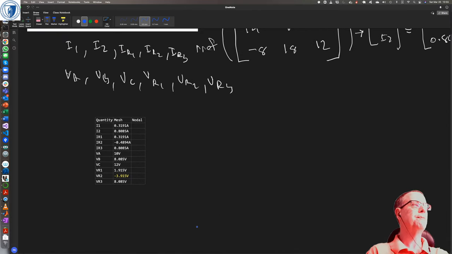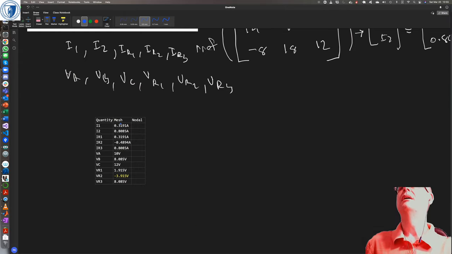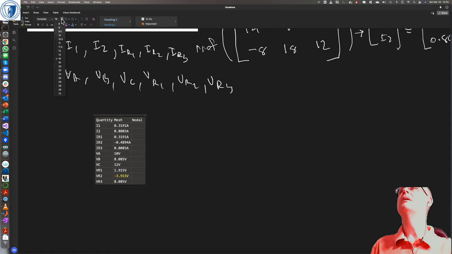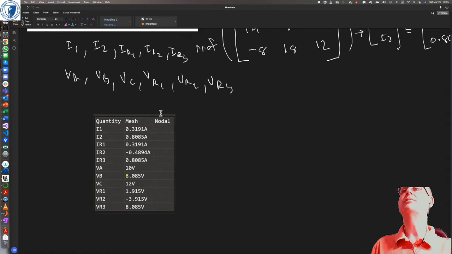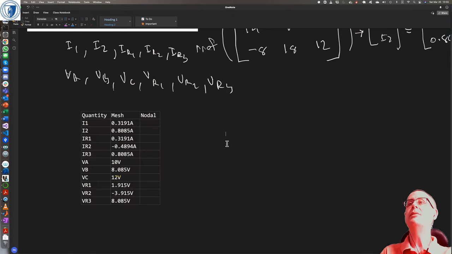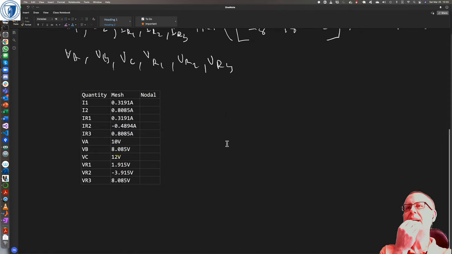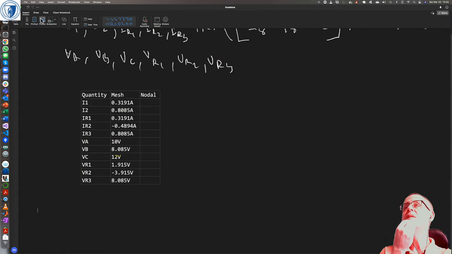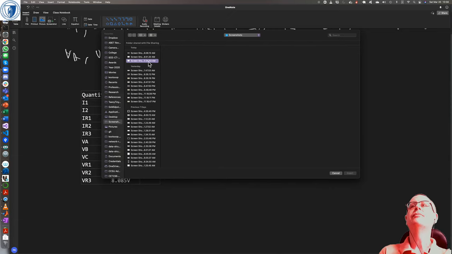Okay, so that's the mesh analysis version. Let's go back now and do the nodal analysis and then try to fill in this table again. And let me just see if I can make the table text a bit bigger. I usually prefer 24, it just makes the reading on the video a little bit easier. Okay, so that's that. Let's go down here and grab another copy of the circuit and do that one.